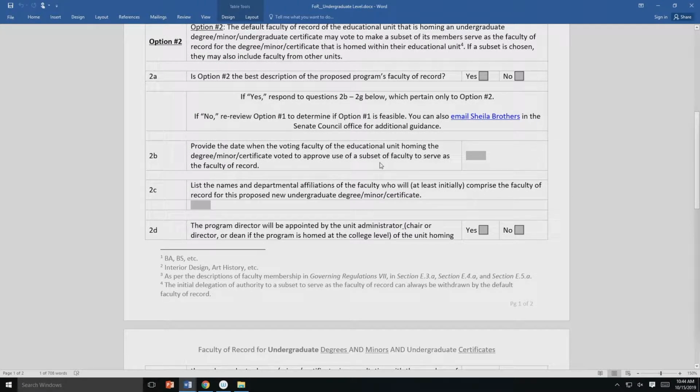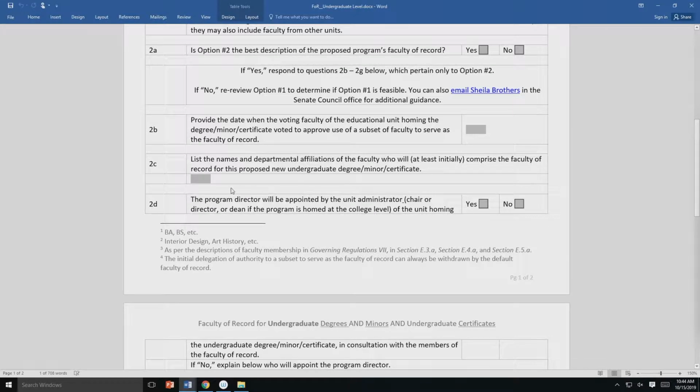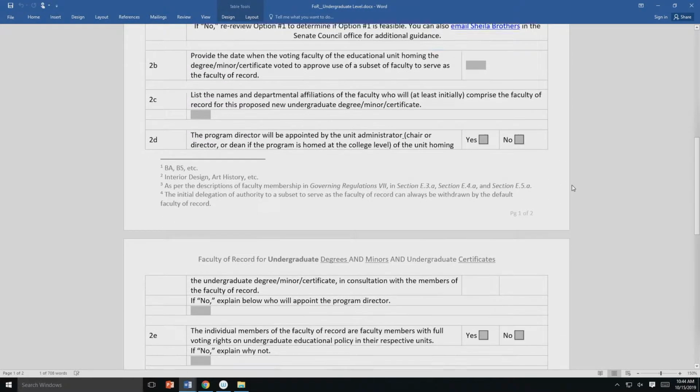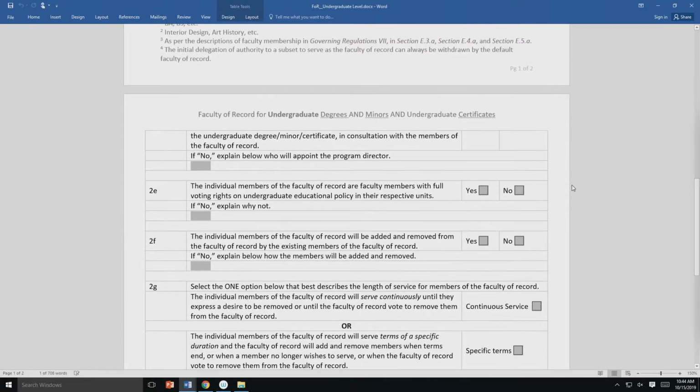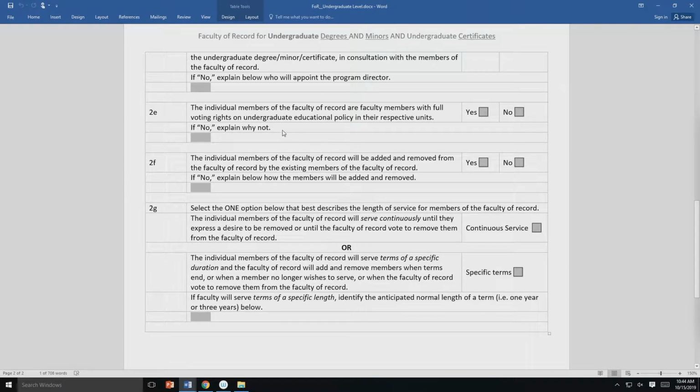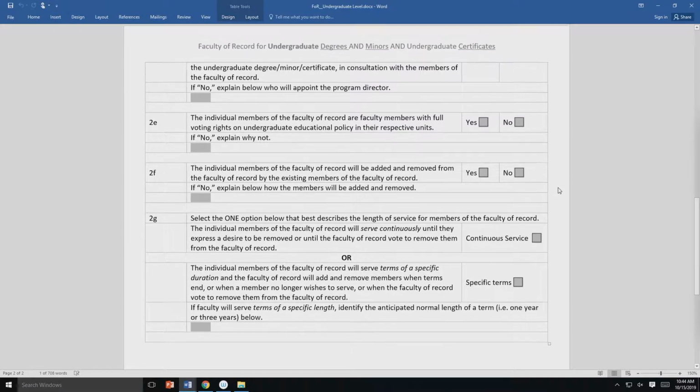We're going to ask for a date when the voting faculty of an educational unit has approved using a subset as the faculty of record. And then we ask for their names. And then we guide people to answers. For example, if the individual members of the faculty of record are members with full voting rights on educational policy in their respective units, the answer is yes or no. And if no, please explain.